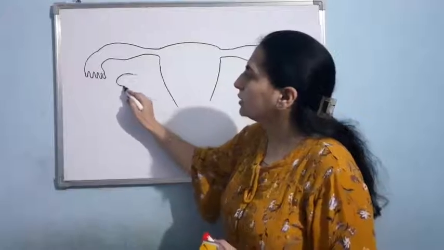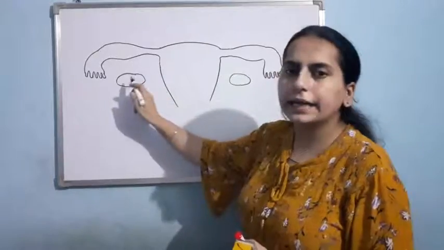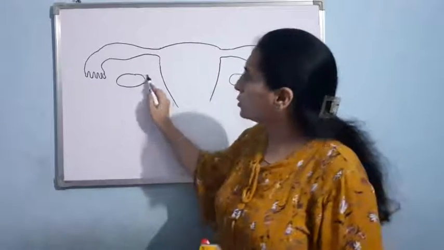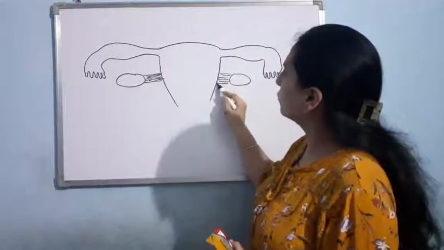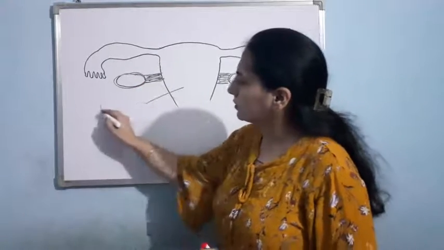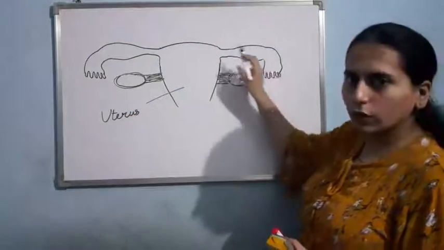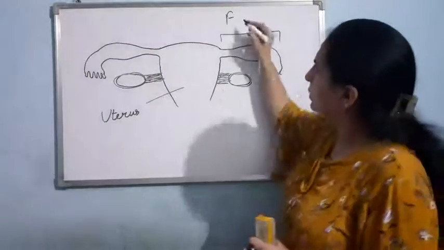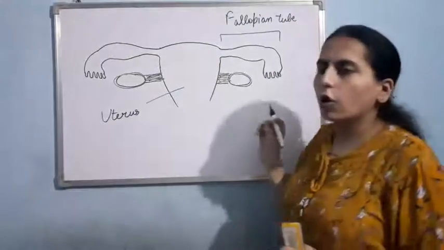So here we have the ovary, and the ovaries are connected with the pelvic wall and the uterine wall with the help of ligaments. So here I am just making the ligaments. This is how your ovary is attached. Clear? This is the uterus, and this is your fallopian tube. Individual parts we shall discuss. This is the fallopian tube, and the fallopian tube is also known as the oviduct.